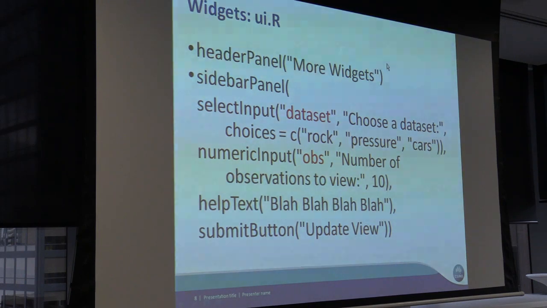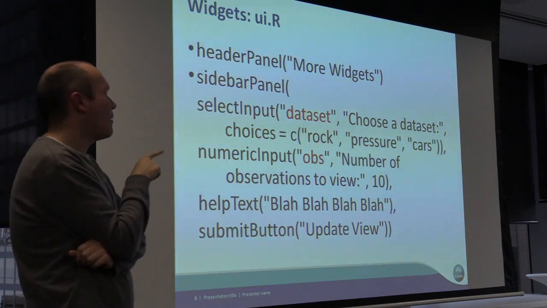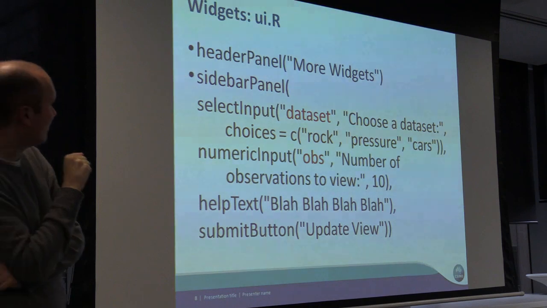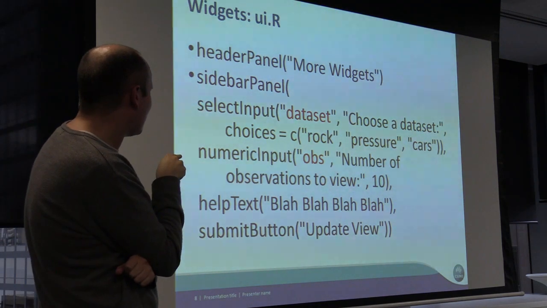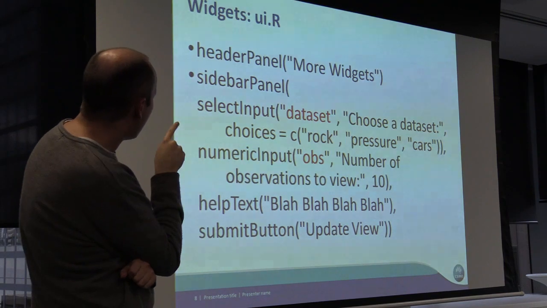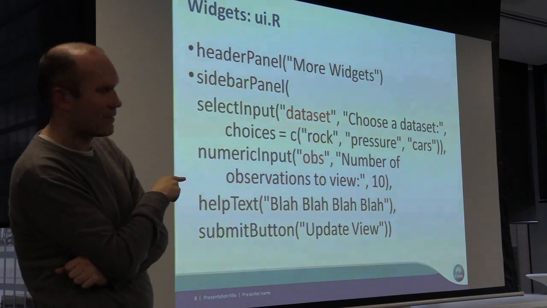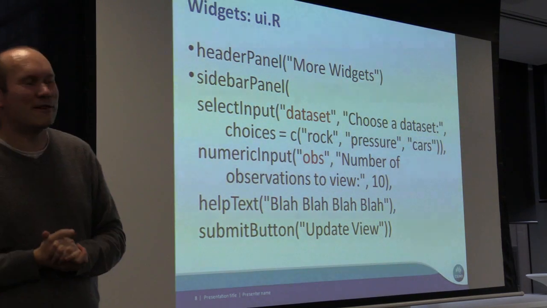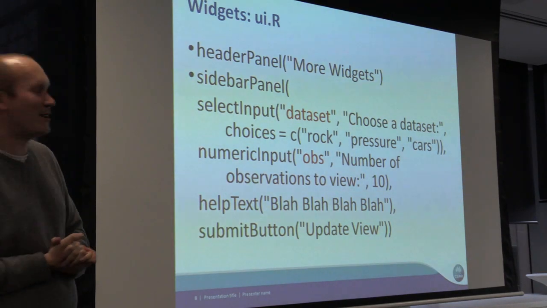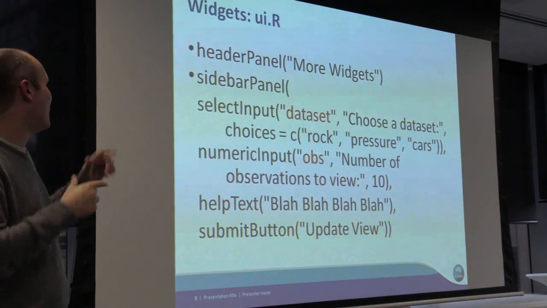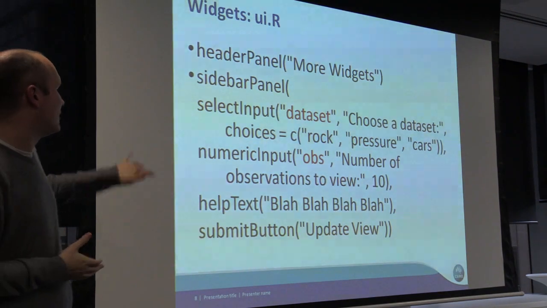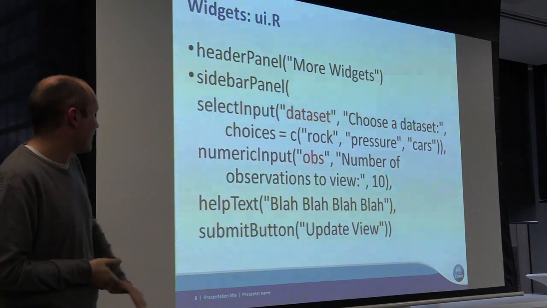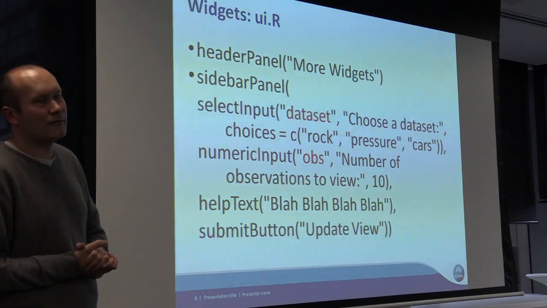Okay, so the header panel is fairly obvious, it's just the title. Remember, in ui.R we need to specify our header panel, our sidebar panel, and our main panel. The sidebar panel looks like this. It's a bit more complicated. We've got four elements. The help text contains the text that you saw. It doesn't actually contain blah, blah, blah, but it was quite long to get into the slide, so I just replaced it. But that's the text you saw in between the submit button and the observation specification. That just puts the text in. You've got the submit button at the bottom, which we saw as well.